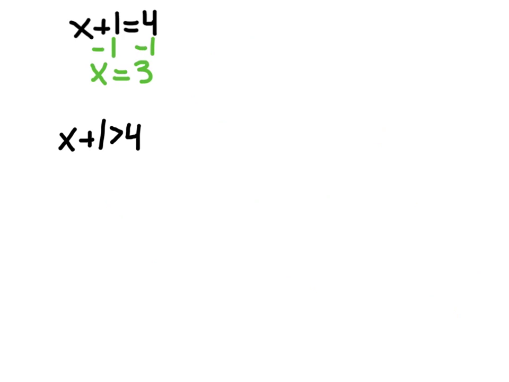Now if we had the inequality x plus 1 is greater than 4, we can think of some numbers that make this true. If we put 3 in for x, 3 plus 1 equals 4, so that's not greater than 4, so 3 does not work. But 4 plus 1 is greater than 4, 5 plus 1 is greater than 4, so all of our numbers have to be anything greater than 3. So we solve this by doing the same process that we would for our equation, but we keep our inequality symbol, so we have x is greater than 3.